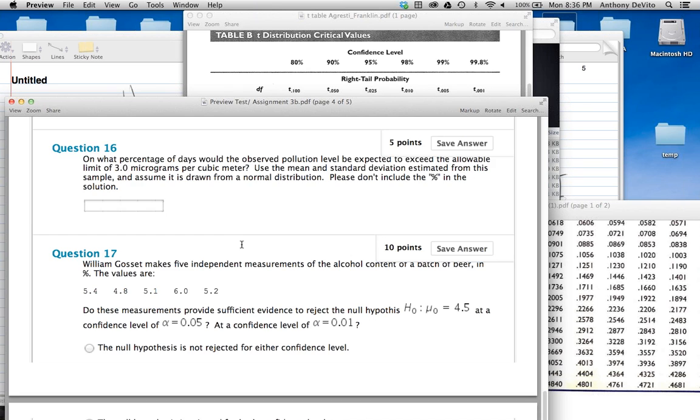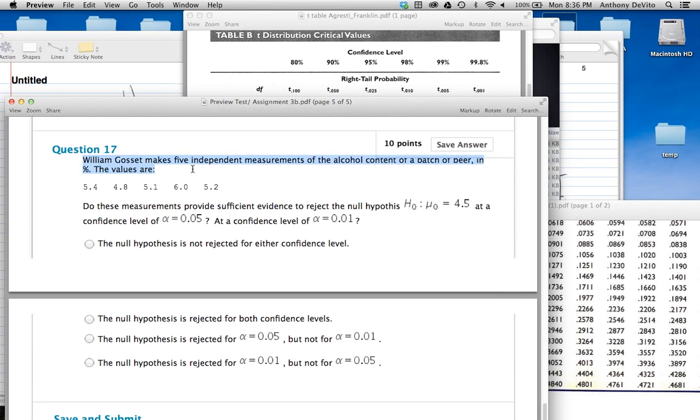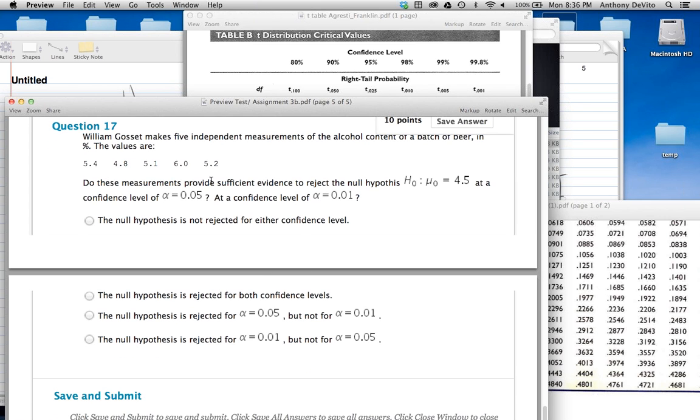Okay, percentage of days. Okay, William Gossett. Remember who William Gossett is, right? That's the guy, that's Student. He makes 5 independent measures of alcohol content of a batch of beer. In percentages, the values are 5.4, 4.8, 5.1, 6.2, 5.2. This is just a simple sample of size 5. Do these measurements provide sufficient evidence to reject the null hypothesis that the mean for all batches made this way is equal to 4.5 at a level of confidence of 0.05?